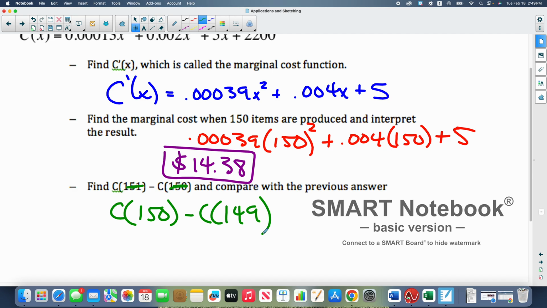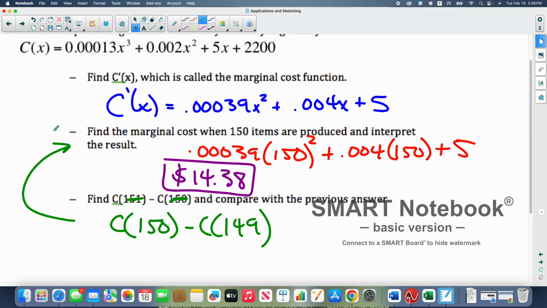How is this different than this problem right here? No longer is the derivative. Okay, I'm not talking about the derivative anymore. I'm talking about the actual cost. So if I produce 150, what is my actual cost? So this is going to go into the original problem up here. Okay? So I'm going to take the 150 and I'm going to plug it in up here.